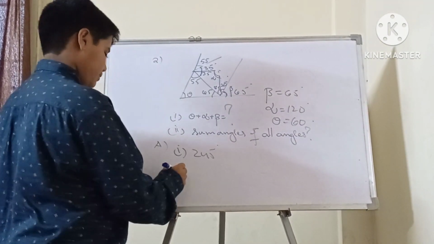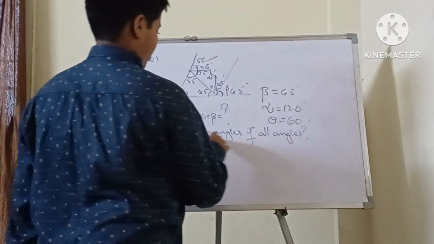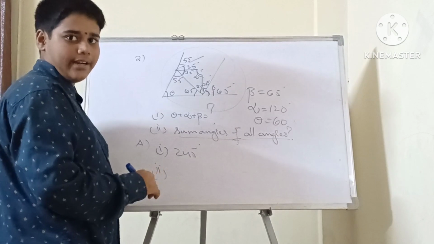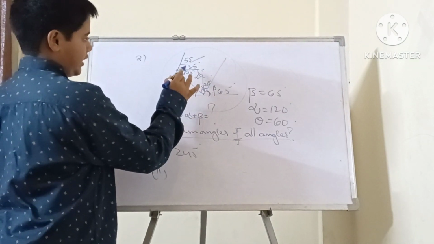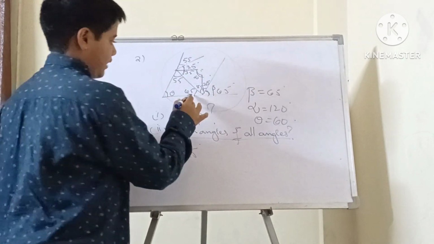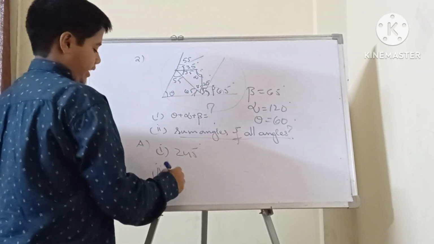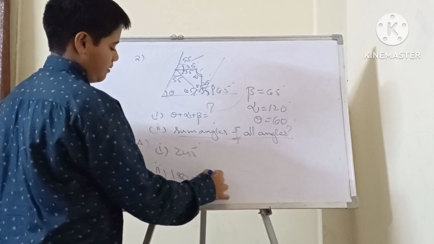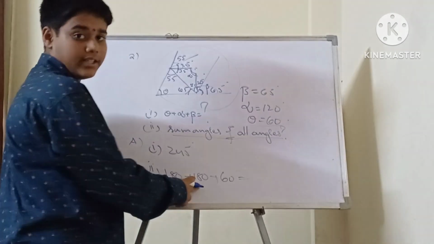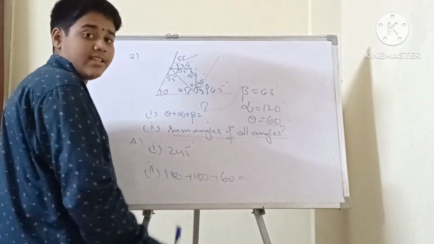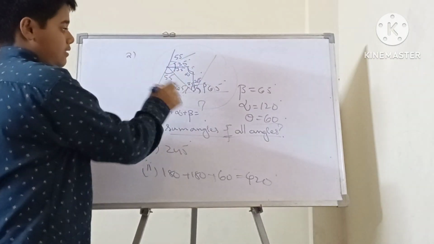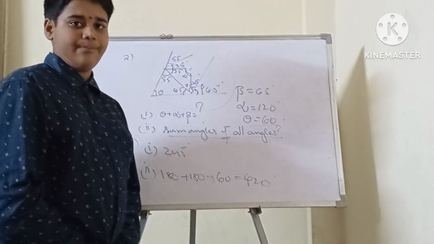Second one, the sum of all angles. Here how many angles do we have to add? 55 plus 35 plus 35, 75. This is 180 and this is 180. 180 plus 180 plus theta. Theta is 60. So 180 plus 180, 360. 360 plus 60, 420. 420 is the sum of all angles in this given diagram.